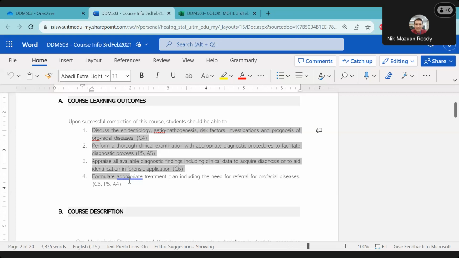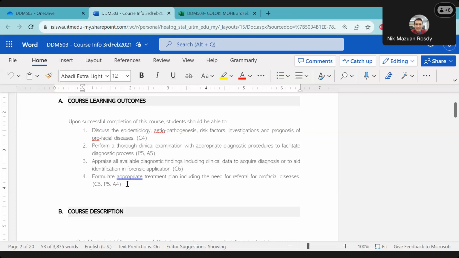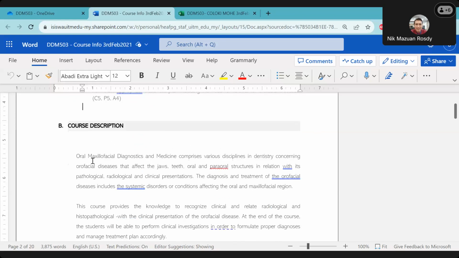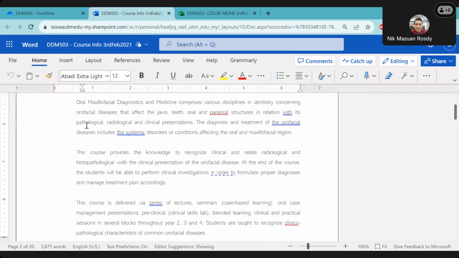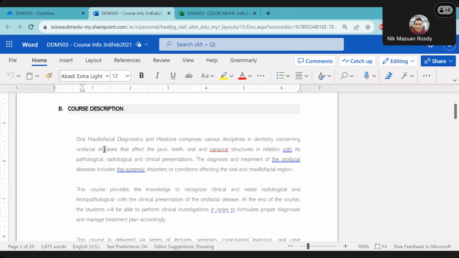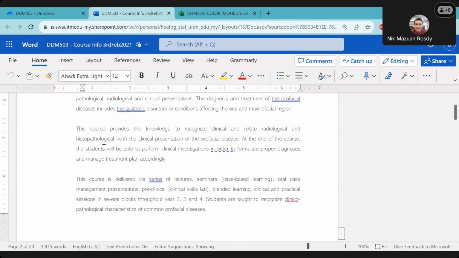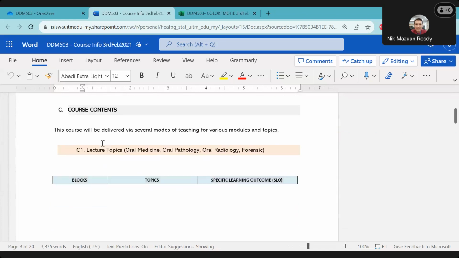So this is a very serious matter for you to have good course learning outcomes. Course description is easy. You can make it in your own words, and you can use ChatGPT to make sure the English is perfect. Just describe the whole course, how the course is run, how many semesters, and all. And then for the course content, you can divide it into several sections. I divided it into lecture topics, seminars, and also practicals.